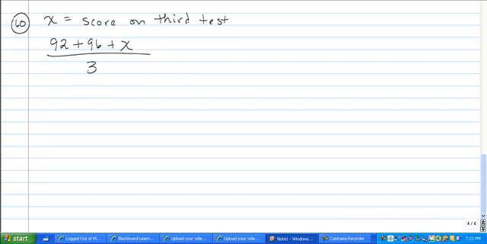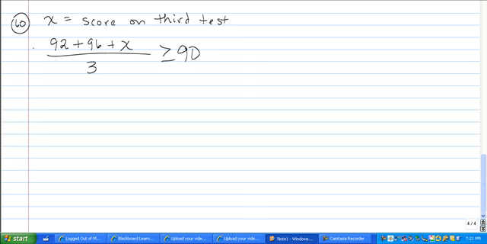Okay, so she has 2 tests thus far. Score on the 3rd test we'll represent by x. So we know how to find an average from our statistics section. 92 plus 96 plus the unknown grade divided by 3 has to be greater than, keep an average of 90 or greater. So greater than or equal to 90.